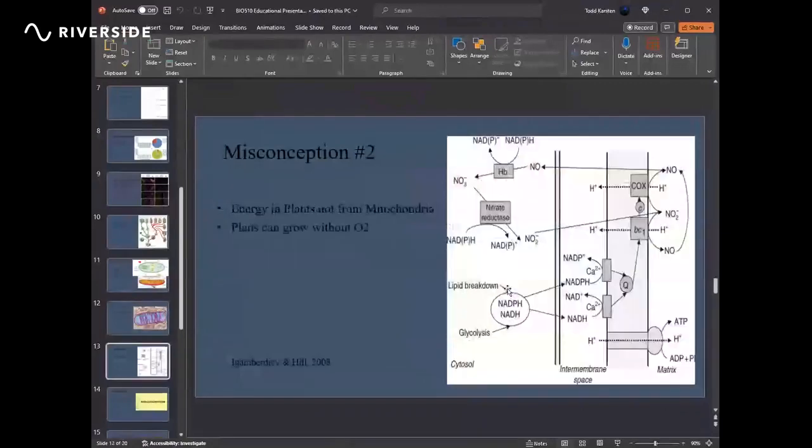Misconception number 2 is that energy in plants is not from the mitochondria, and plants can grow without oxygen. The mitochondria, however, is the key player in the energy cycle for plant cells, including the processing of energy in a hypoxic environment. This means an environment with low oxygen levels.